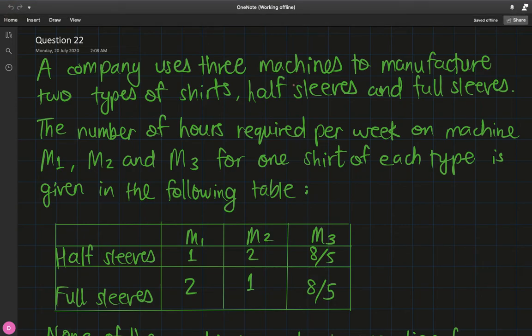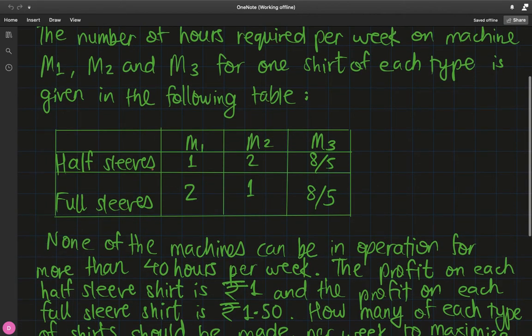Okay, so now moving on to the final question 22, which was for 6 marks. And this is actually a question in linear programming. So there was a lot of graphical data plotting that was required during the exam, so they provided graph papers. But anyways, let's solve it now. It says a company uses 3 machines to manufacture 2 types of shirts, half sleeves and full sleeves. The number of hours required per week on machines M1, M2 and M3 for one shirt of each type is given in the following table.